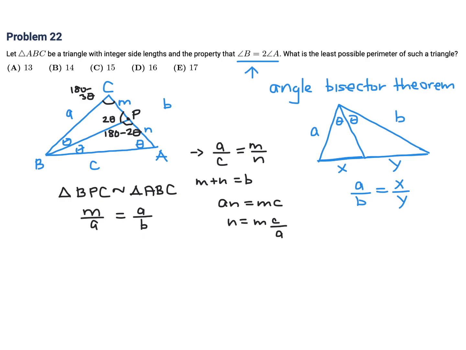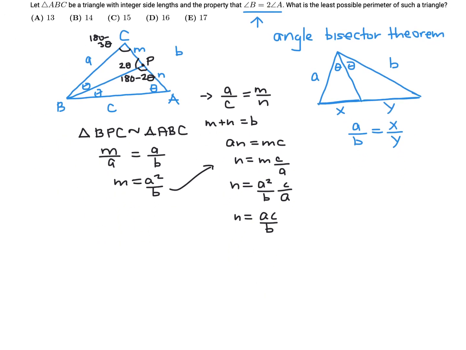M is the 2 theta, 180 minus 3 theta side in the small triangle, and in the big triangle, A is the 2 theta, 180 minus 3 theta side. In the small triangle, A is the theta, 180 minus 3 theta side, and in the big triangle, B is the theta, 180 minus 3 theta side. Okay, so this is correct. That means M would be A squared over B. Plug it into here, and we get N is equal to A squared over B times C over A. So therefore, N is equal to AC over B.